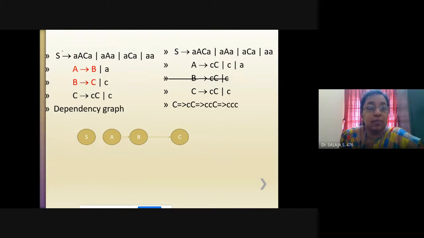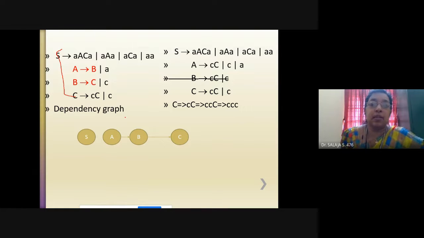If we take the same thing that is given here, S is not dependent on A, B or C, whereas A, B and C are dependent. A to B, you have a unit production. B to C also you have a unit production. So the dependency graph gives us two pieces of information.